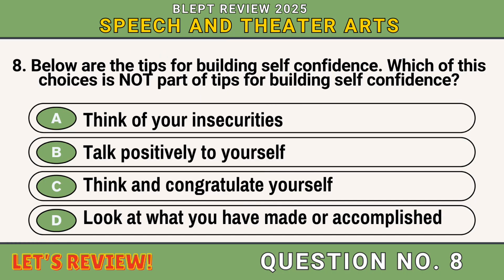Okay, number 8. Below are the tips for building self-confidence. Which of these choices is not part of the tips for building self-confidence? Letter A. Think of your insecurities. Letter B. Talk positively to yourself. Letter C. Think and congratulate yourself. Or letter D. Look at what you have made or accomplished. You only have 10 seconds to answer. Timer starts now.